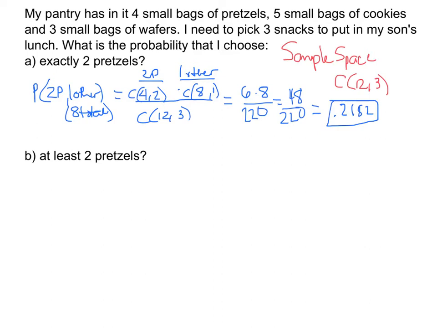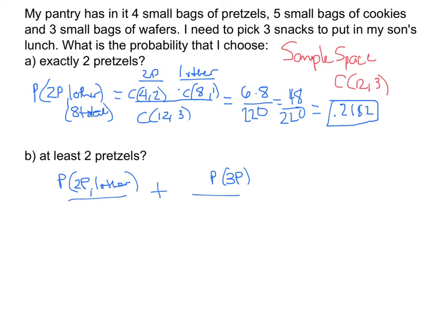Now let's look at the probability of at least 2 pretzels. Well, what does at least 2 pretzels mean? At least 2 pretzels means we have 2 possibilities. The first one is that we have 2 pretzels and 1 other snack. But the other option is that all 3 of the snacks are actually pretzels. When we consider both of these, we're going to add them together.